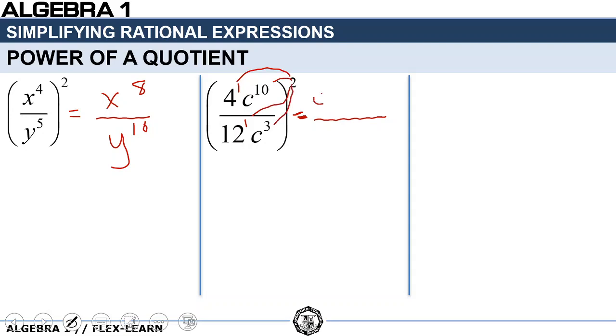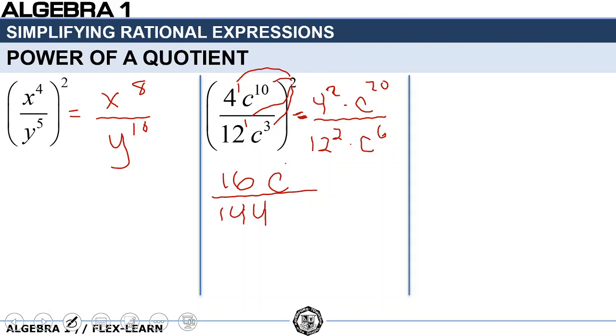So it would become 4 to the 2nd power times c to the 20th power, because remember, when there are parentheses you multiply the exponents. 10 times 2 is 20. On the bottom you're going to have 12 to the 2nd power, all times c to the 6th power. Then you're going to have to simplify that. 4 squared is going to be 16, divided by 12 squared, which is 144. And then you're going to have c to the 20th and c to the 6th power.